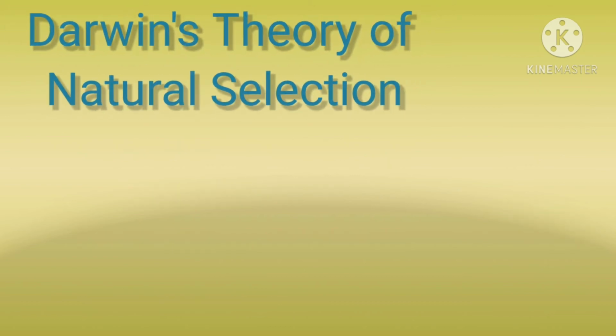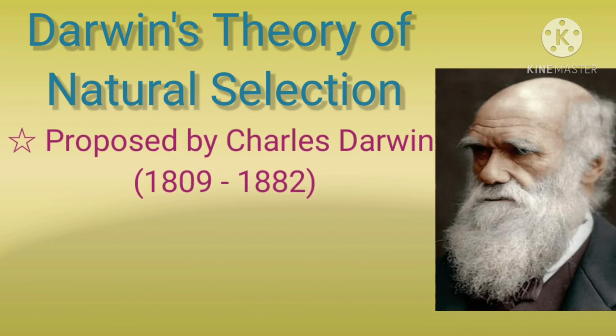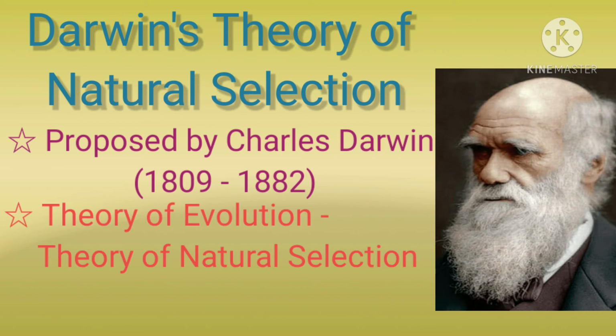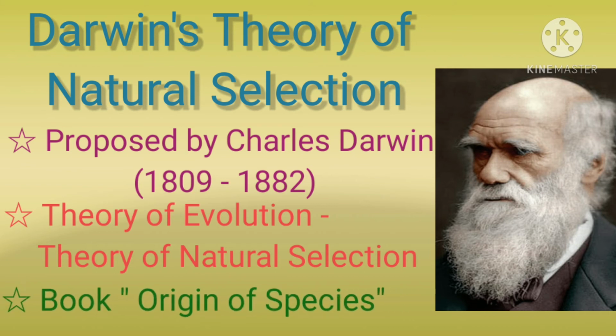Darwin's theory of natural selection. Charles Robert Darwin was an English biologist who proposed the theory of evolution. His theory was called the theory of natural selection. He showed that all the species of living organisms have been gradually evolved over the period of thousands of years from a common ancestor. He proposed that the principle of natural selection is responsible for this evolution. Darwin published a book titled Origin of Species.